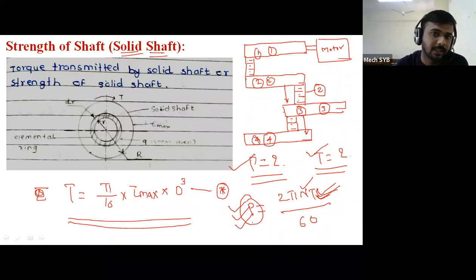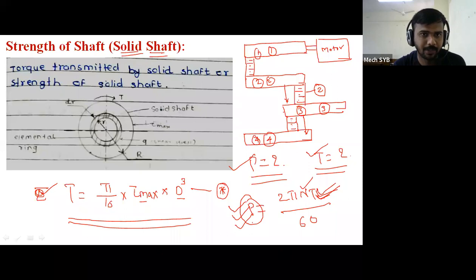If we have to check the strength of a solid shaft, we have to calculate its torque transmitting capacity as well as power transmitting capacity. मग पॉवर ट्रान्समिटिंग कॅपॅसिटी जर तुम्हाला फाइंड आउट करायची असेल तर पॉवरचा फॉर्म्युला काय आहे 2 pi NT upon 60. The torque of the solid shaft will be calculated by using the formula capital T is equal to pi by 16 into tau max into d cube.